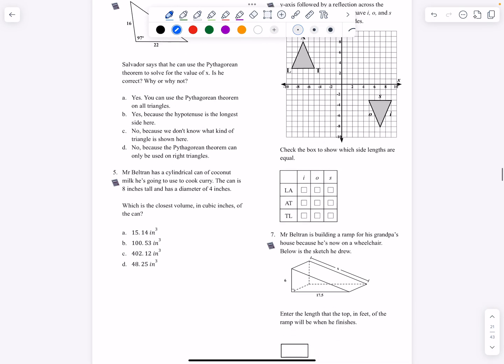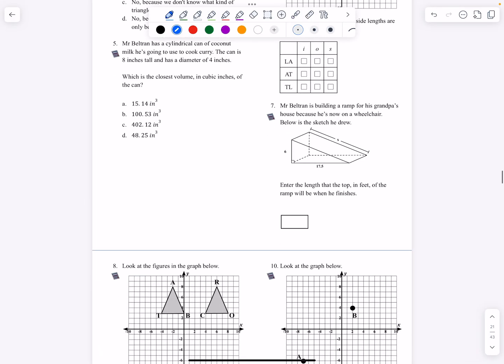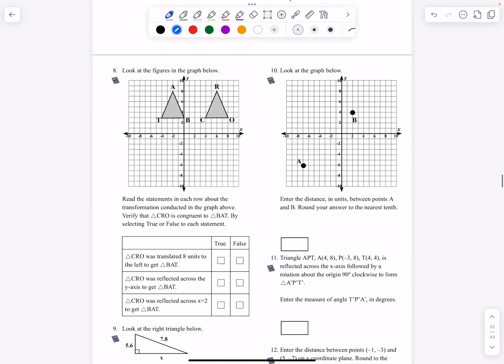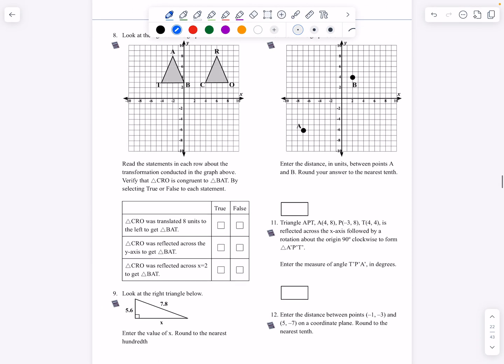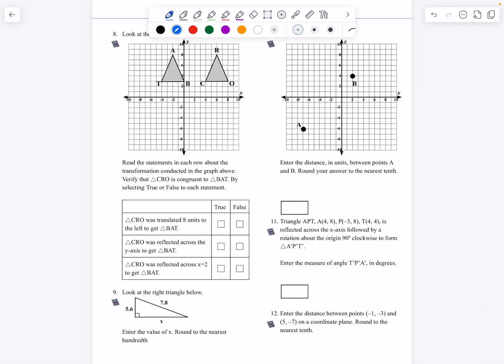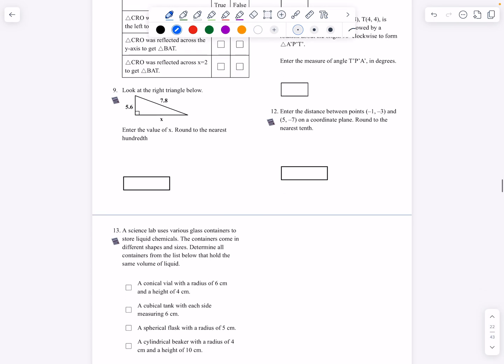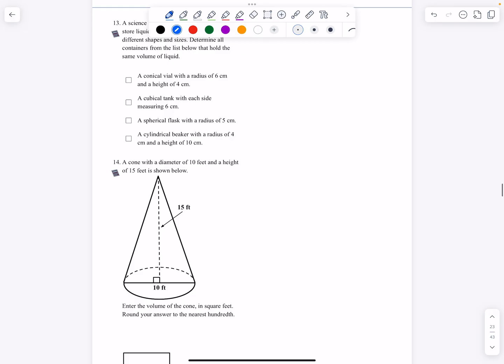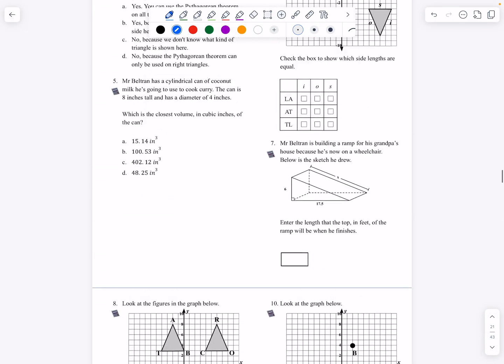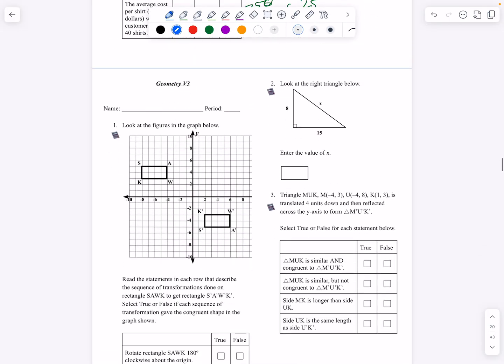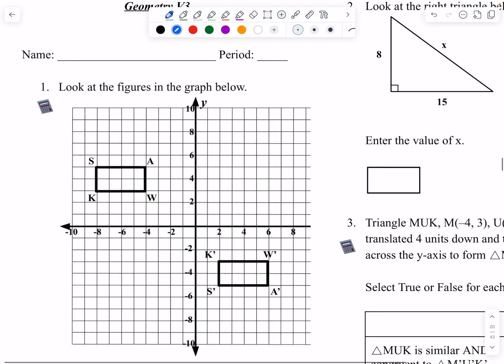Number 6 looks like we've done already if you did congruence. I see another right triangle right there. More transformations. Find the distance, which we kind of did if you did that other one. I'll show you when we get to it. Another right triangle. So a lot of Pythagorean, and it looks like we got some volume questions. Okay, so let's go ahead and get started. Now my mind's getting ready. I kind of have an idea of what I need to focus on.